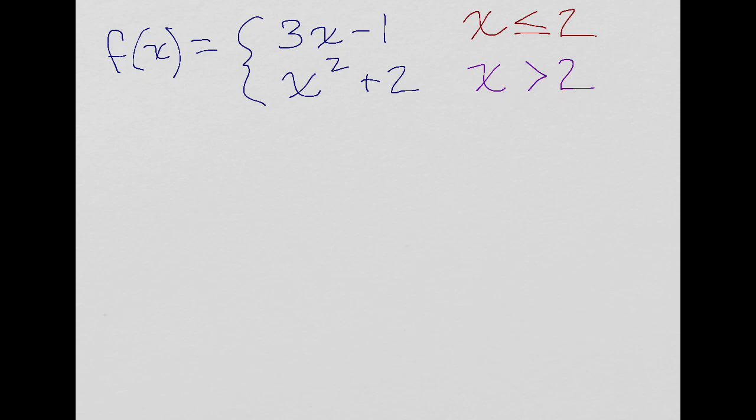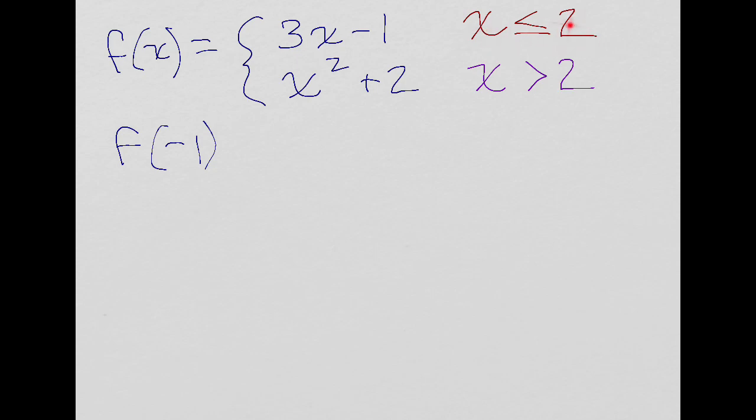So a piecewise function divides the domain into pieces, divides the x values into pieces, and I'm going to do different things depending upon what my input value, what my x value is. So for this function, suppose I want to evaluate f of -1. The first thing I'm going to do is look at my x value. When x is -1, I'm going to look over here.